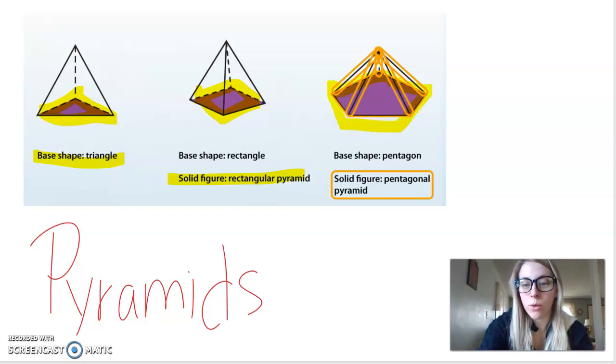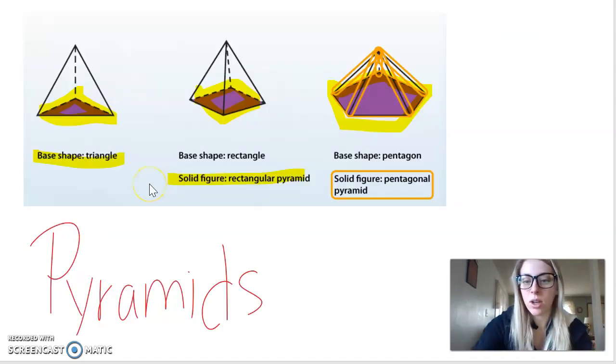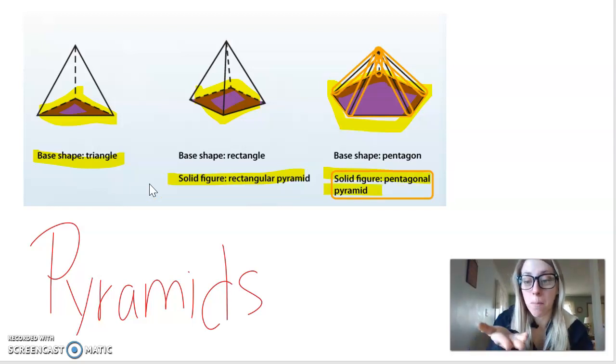1, 2, 3, 4, 5. If you can't remember, go back to that chart. 5 is known as a pentagon. So this is called a pentagonal pyramid because there's a 5-side shape on the bottom of the pyramid, okay? The name always comes from the shape that's on the bottom of the pyramid as it works up, okay?